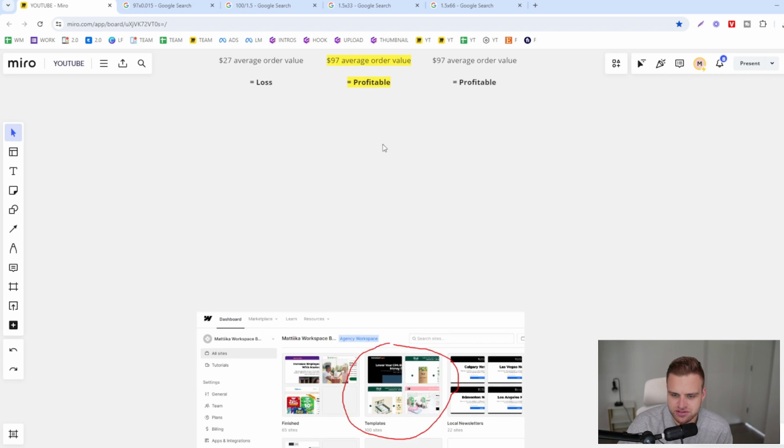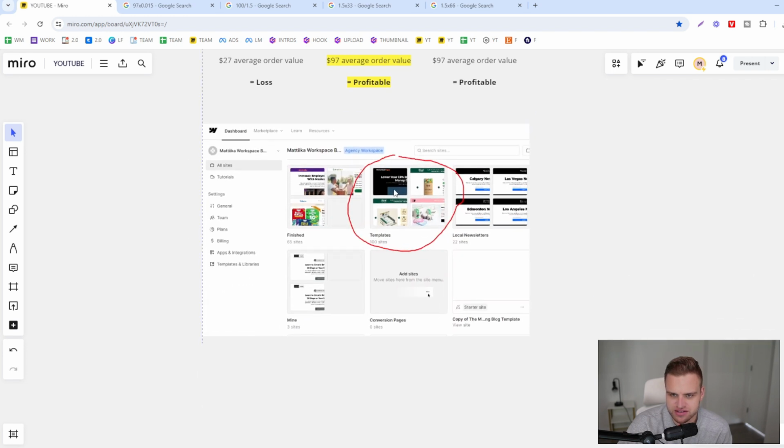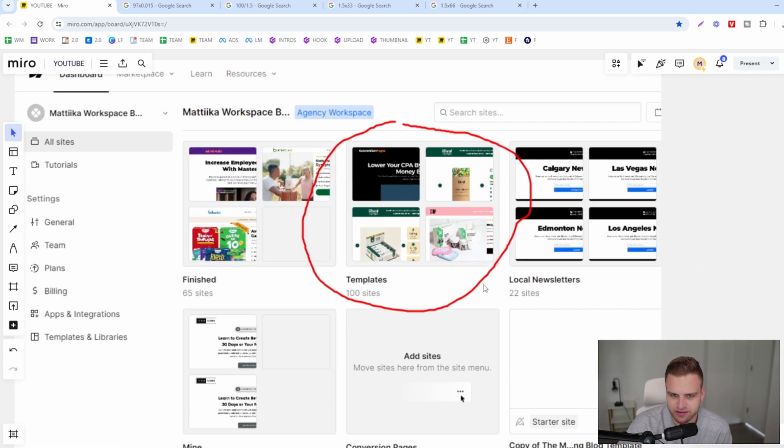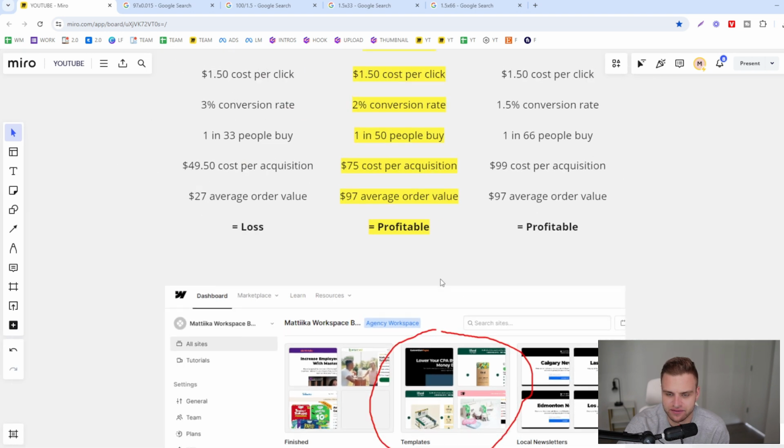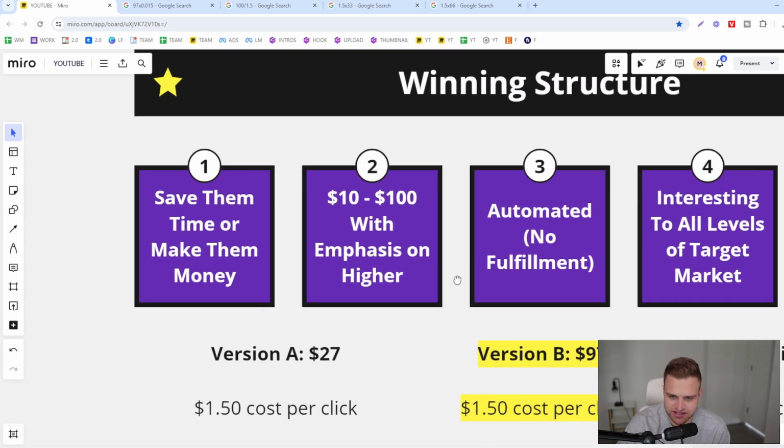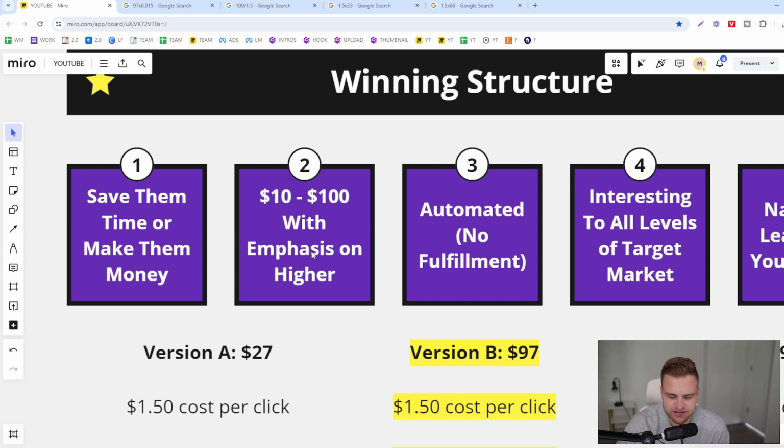So let's go to this one here. And this is what I did at my old agency that I exited. I had an agency that did landing pages and CRO for e-commerce stores. So my digital product was 100 landing page templates for $97. So let's go over that. It's in the price range. It saves them time because they don't need to design them themselves, and it could make them more money if it's successful. So there's check number one.